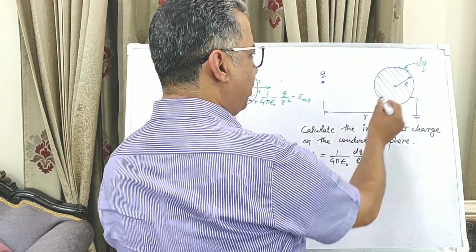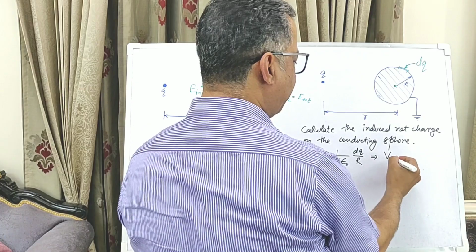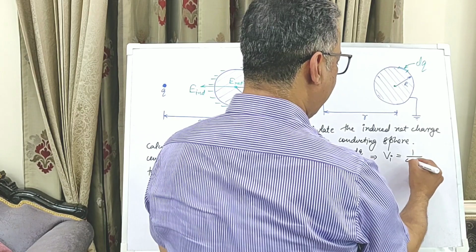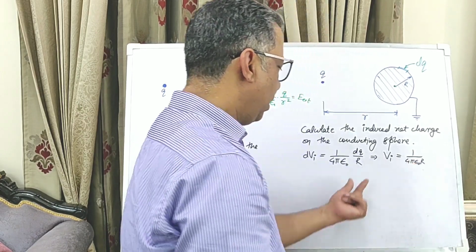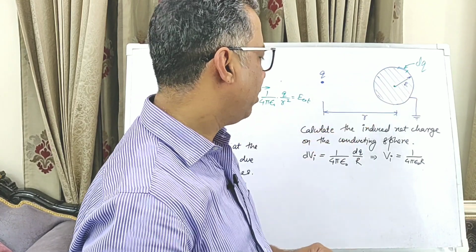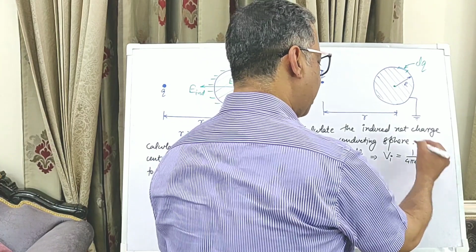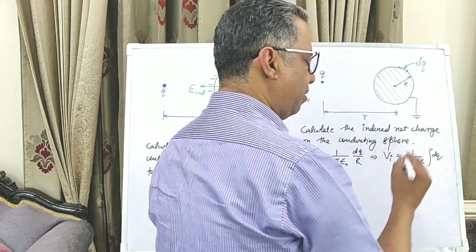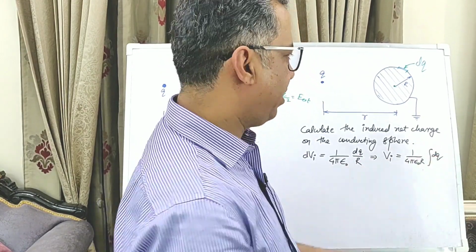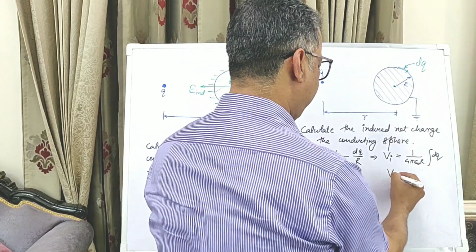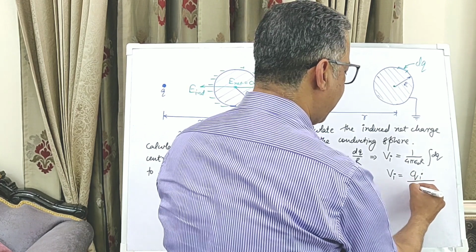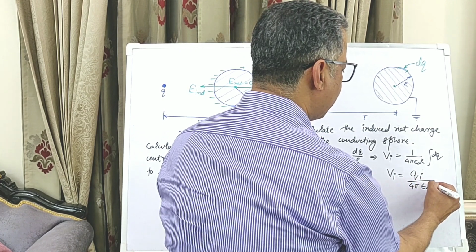Now this dVi is the potential due to this element. Total potential Vi at the center because of all the charge will be given by 1 by 4 pi epsilon naught r. Now r is a constant because all dq charges will be at the same distance r from the center. So r is a constant, it comes out, and we are left with an integral of dq. Now when we integrate dq, we do a summation of dq, we get the total induced charge, and therefore Vi will be Qi divided by 4 pi epsilon naught r.